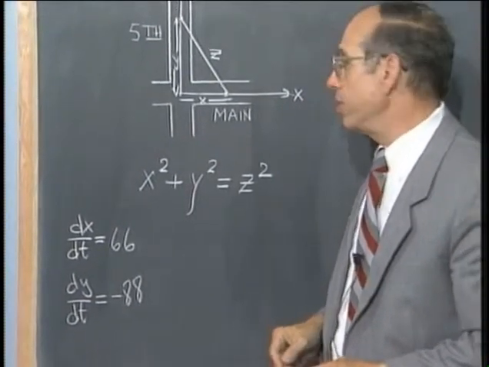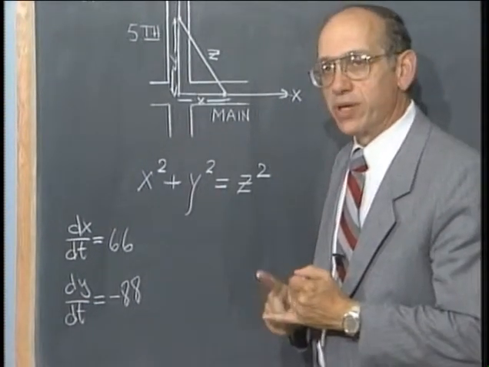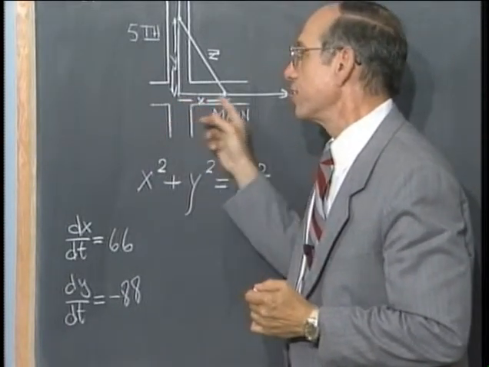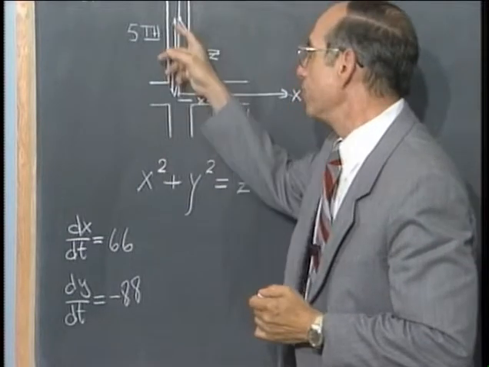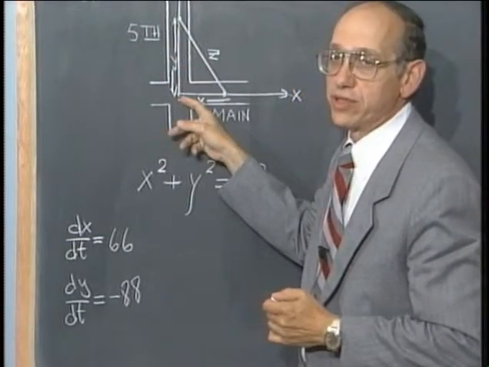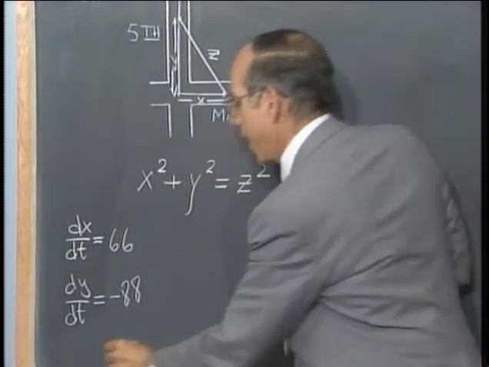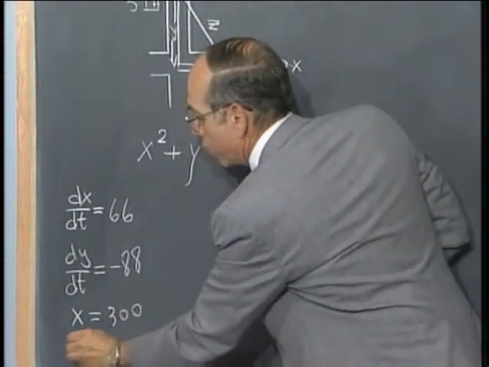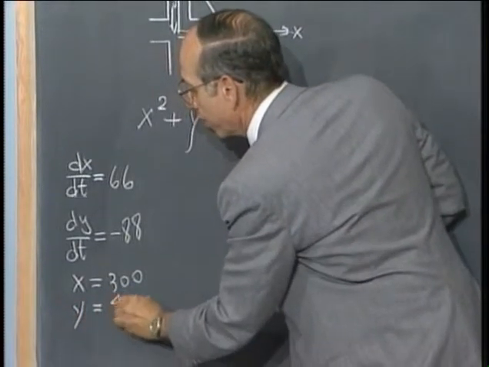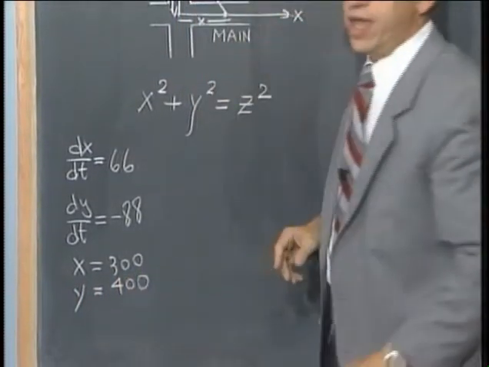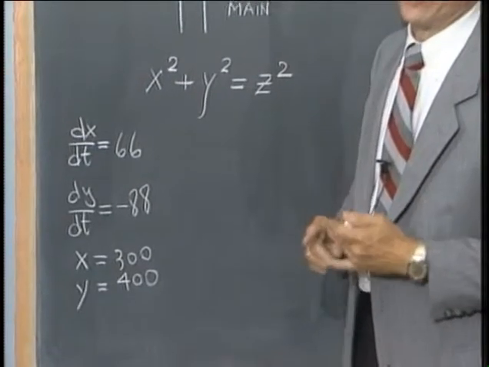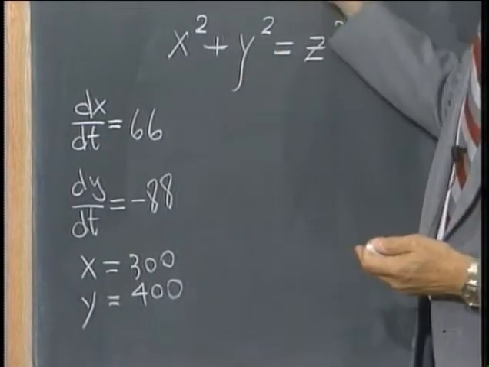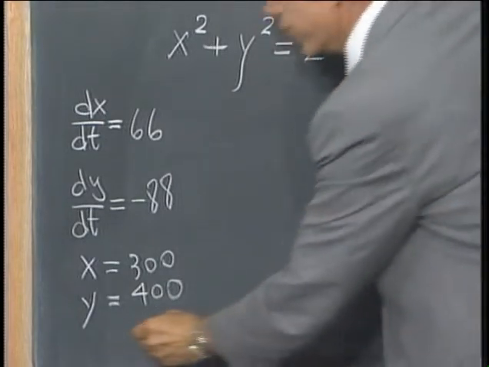What else do we know? Well, we're told that at a particular time, the burglar is 300 feet from the intersection, and the policeman is 400 feet from the intersection. At that time, x is equal to 300, y is equal to 400, and of course you all recognize that we have a 3, 4, 5 right triangle, so that z is going to be 500 feet.